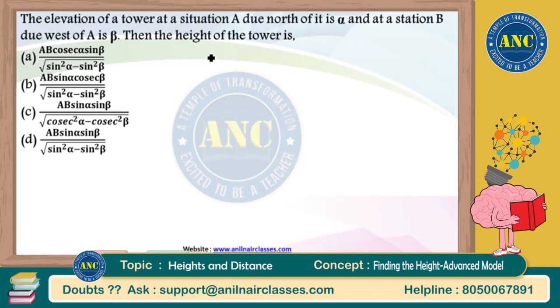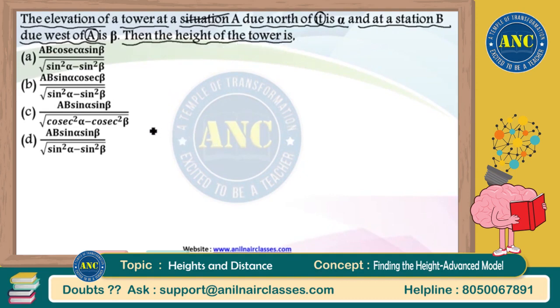Now please see another question of similar sort. Again a very beautiful question. The elevation of a tower at a station A, due north of it, is alpha, and at a station B, due west of A, is beta. Please understand these two are different points. Then the height of the tower is how much?